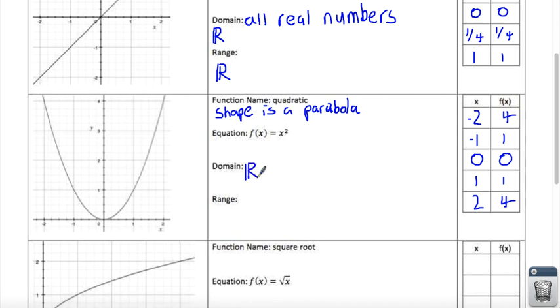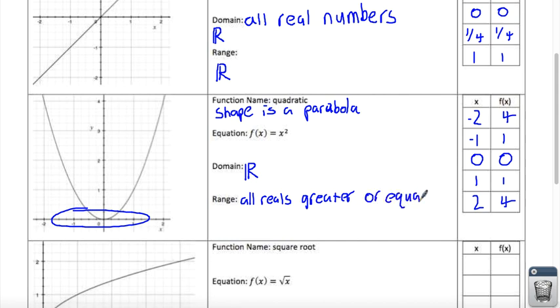The range, however, so we're talking about all the outputs here. One thing you notice here is this graph is never going to go below y = 0, right? Because if you square a negative number, you get a positive. Square a positive number, you get a positive. So the range is going to be all real numbers greater than or equal to 0. So 0 would be the absolute minimum value of the range, and then anything greater than that. In shorthand, because in math we always like to write things with the fewest number of pen strokes possible, we would just say y is greater than or equal to 0.